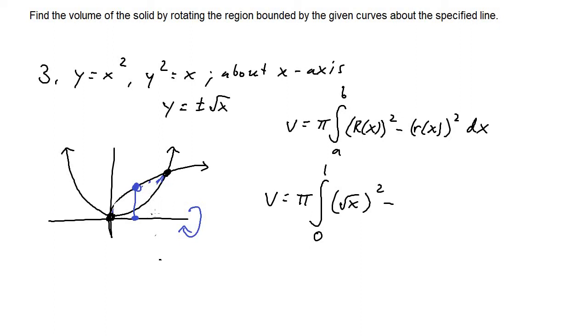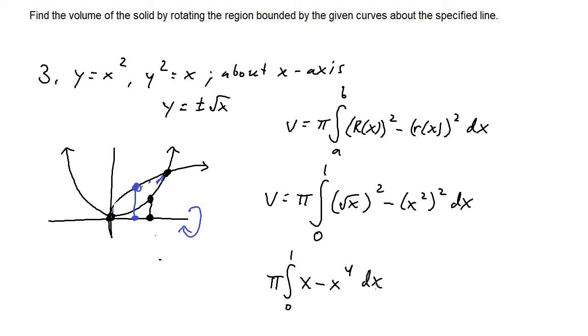Well, the inner radius is the distance from the axis of rotation to the innermost curve, and in this case the distance is just the innermost curve itself, which is y equals x squared. So x squared is going to be the lowercase r of x, so we have x squared squared times dx. Now simplifying the integral, we have pi times the integral from 0 to 1, square root of x squared is x, minus x to the 4th times dx.